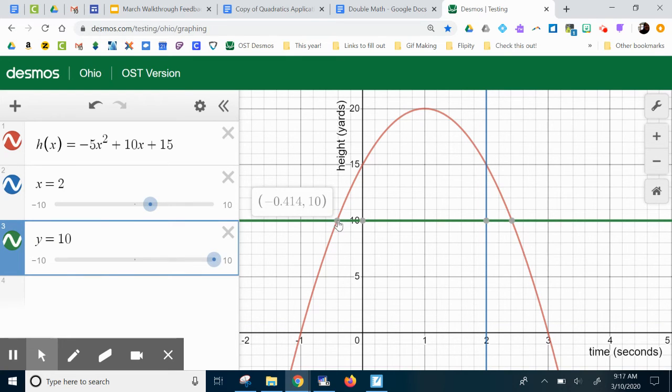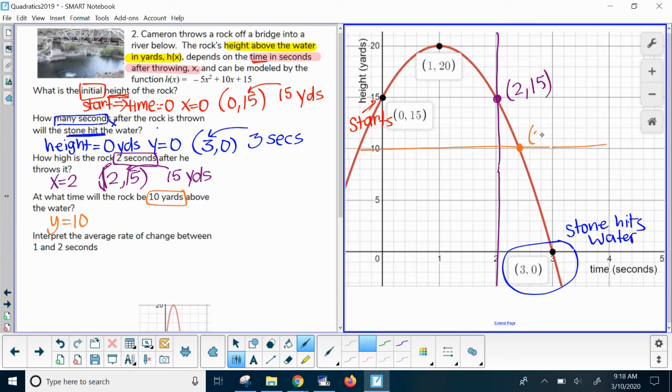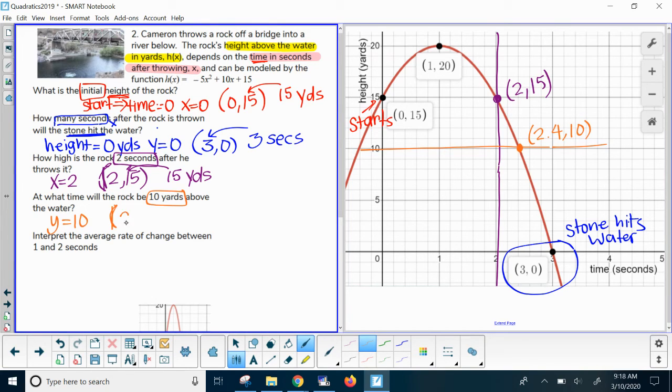So it looks like they're crossing in 2 points. I've got this negative 0.4 and I've got positive 2.4. Now here's the deal. We're starting with time. Time can't be negative, so we're going to ignore that point and we're only going to pay attention to this point, (2.4, 10). So I'm going to put that on my graph. There's my y equals 10. So it's (2.4, 10). And the question is, at what time? So the time is going to be 2.4 seconds.